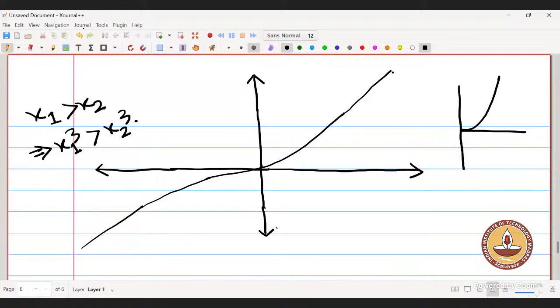Excuse me, sir. Then x square should be neither increasing nor decreasing, sir. Yes, x square is neither increasing nor decreasing.